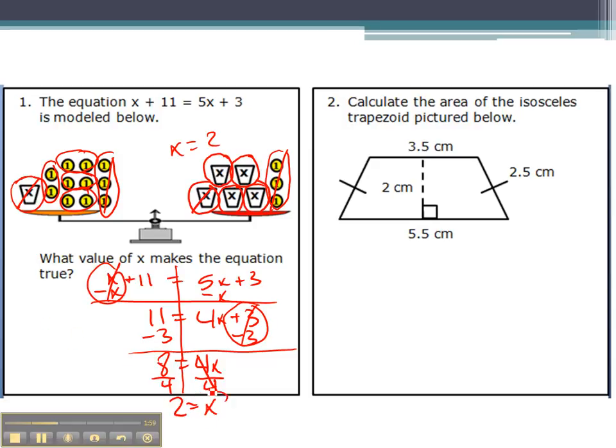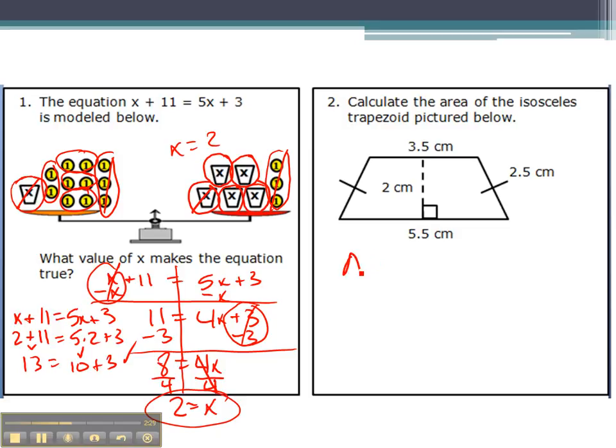And we would never finish a problem like this without checking our answer. So our original equation, x plus 11 equals 5x plus 3. Put 2 in for x. 2 plus 11 equals 5 times 2 plus 3. 13 equals 10 plus 3. Yes, it does. We know we did it right. X equals 2.